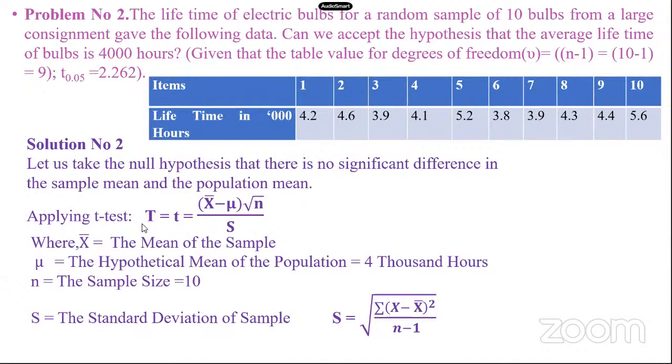Again, it is a one sample test, so apply the first formula. t is equal to the mean of the sample minus the mean of the population mu, into root n, where n is the size of the sample, 10, divided by s, the standard deviation of the sample. Here we need to calculate the sample mean. The hypothetical population mean mu is already given in the problem as 4000 hours. The sample size is 10.